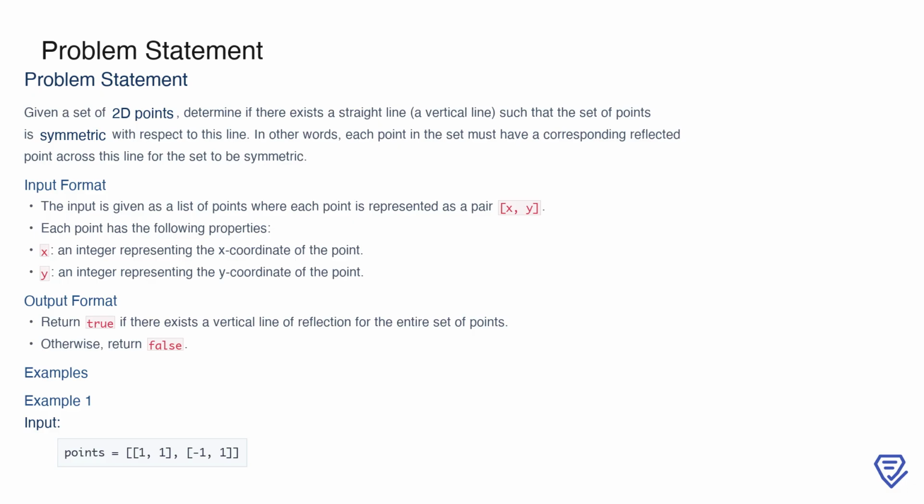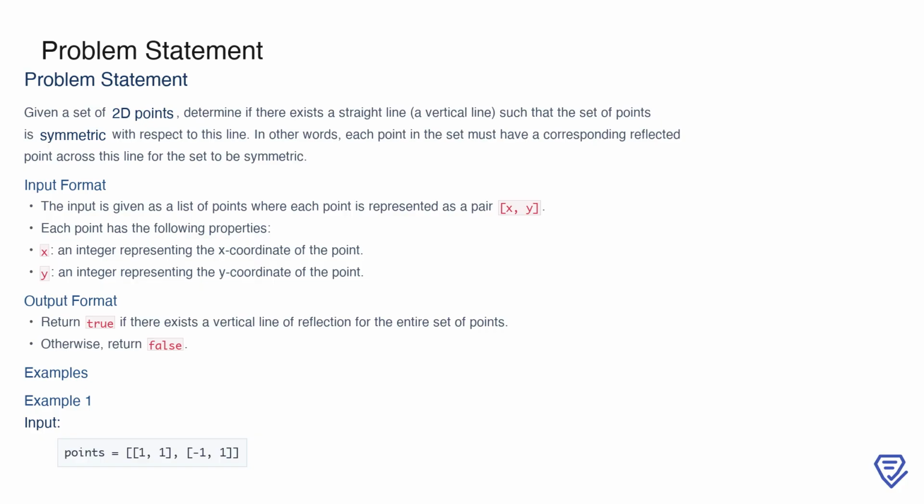about a vertical line. Symmetry here means that for every point in the set, there exists a corresponding reflected point across this vertical line. The input is a list of points, where each point is defined by an x-coordinate and a y-coordinate, both of which are integers. Our goal is to return true if such a vertical line of reflection exists for all points, and false otherwise.